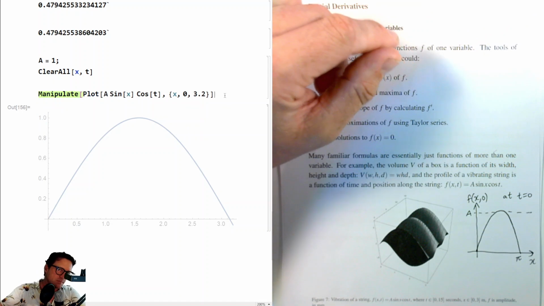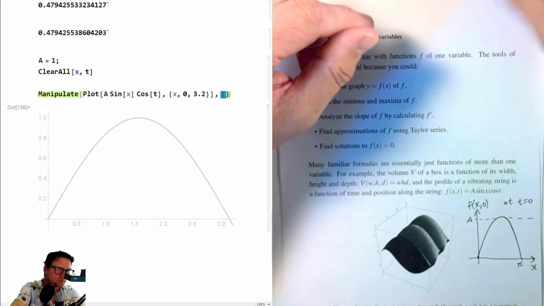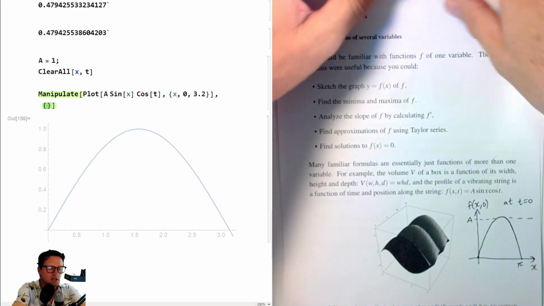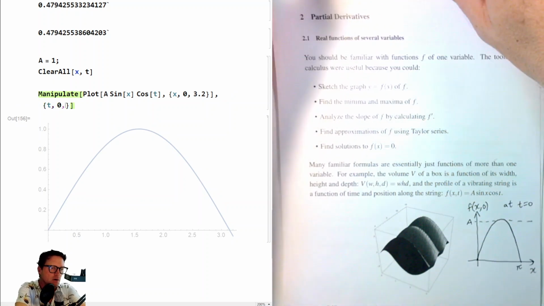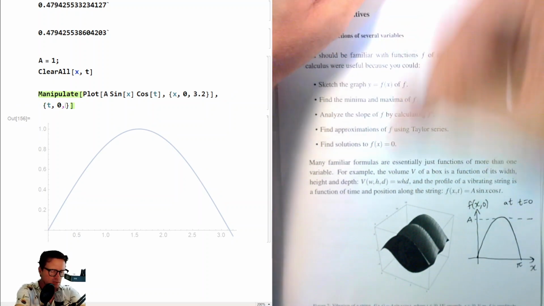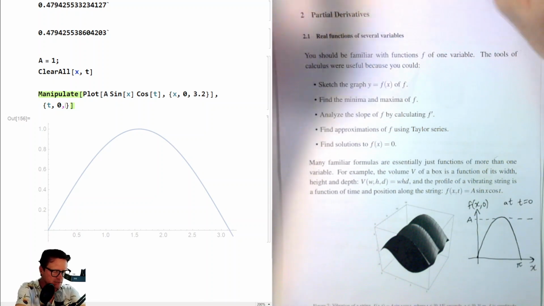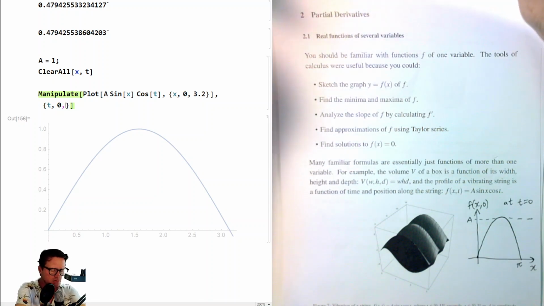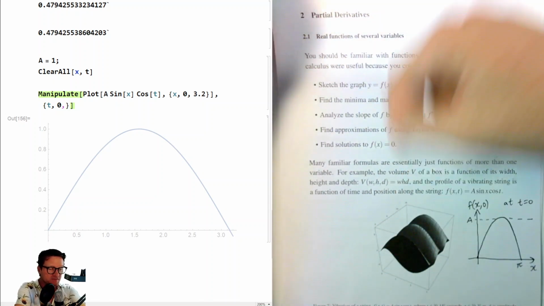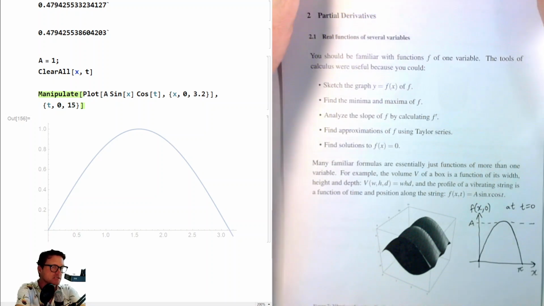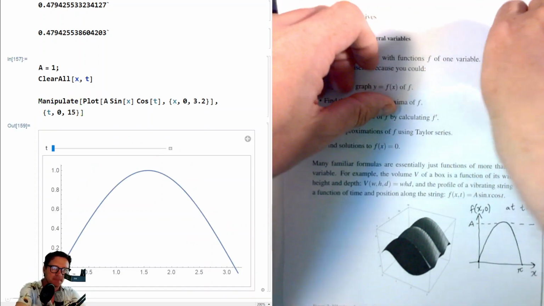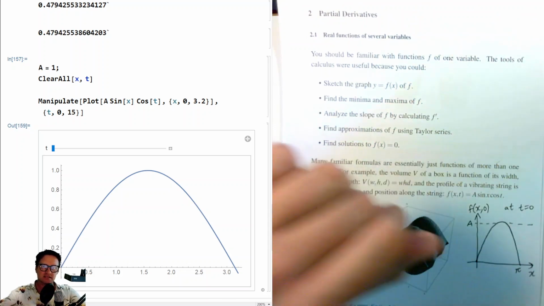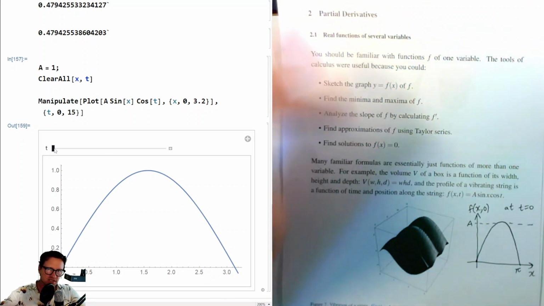And we're going to manipulate this as t goes from 0 to, I don't know, what does this say? It doesn't say anything, so let's go 15 seconds. Yeah, somewhere I think it says 15 seconds. So let's do this now. Okay, so now I can take this bar and change the time.